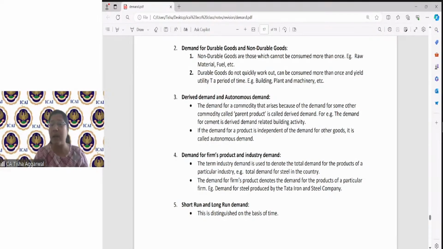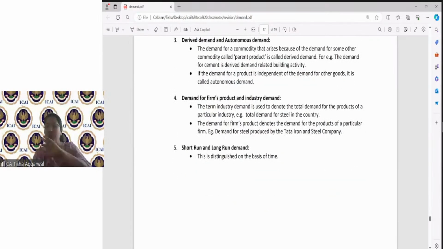Now, next is the demand for firm's product and the industry demand. For example, how much total steel is required in our country overall by the whole cement industry, maybe that is known as the industry demand. But what is your ABC Limited wanting as a particular firm? That would go into the firm demand.